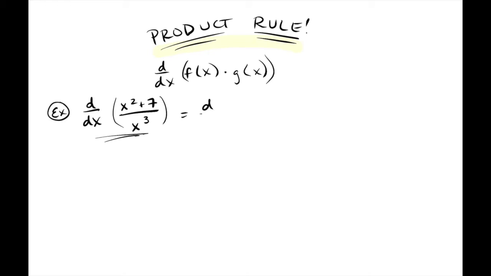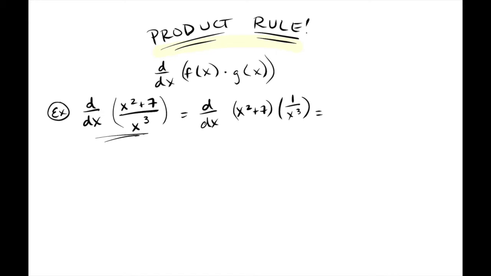So let's do some work up front to make our lives easier in the long run. That's kind of what calculus is, right? So d over dx, and I'm going to keep my x squared plus 7. My numerator is just going to chill, but my denominator, x cubed, is going to become something else because I can rewrite divide by x cubed as multiply by 1 over x cubed. Because remember, multiplication is just the inverse of division.